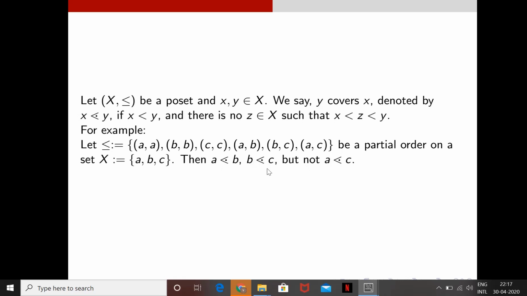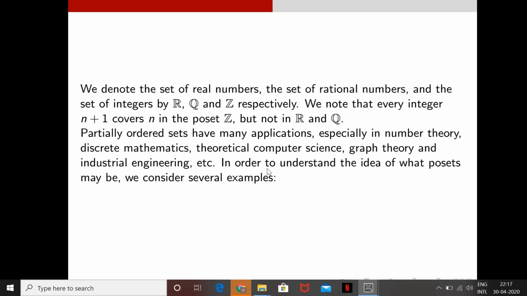You will understand this example in more detail after the discussion about the Hasse diagram, which I will cover in the representation of posets in the upcoming video. Now we all know that we denote the set of real numbers by R, rational numbers by Q, and integers by Z. We note that every integer n+1 covers n in the poset Z, but not in R and Q. This is quite an obvious statement, which we will understand after the discussion of the Hasse diagram.